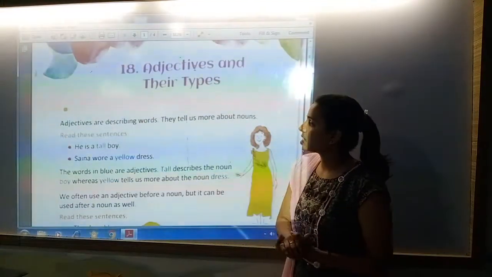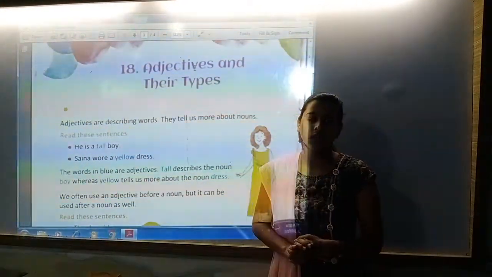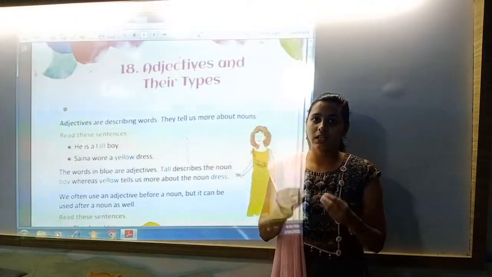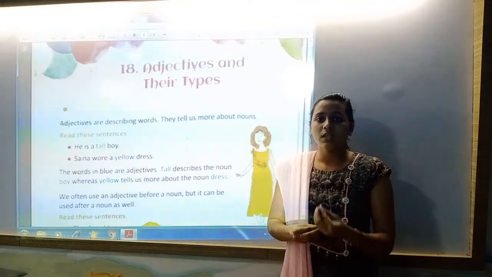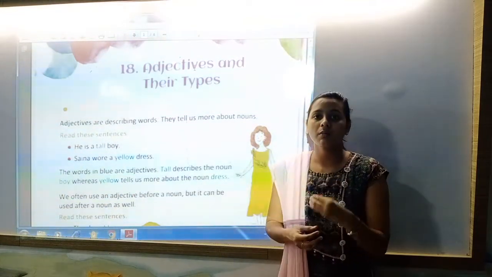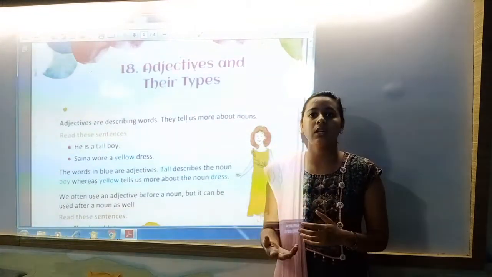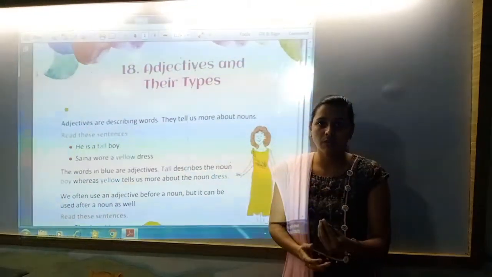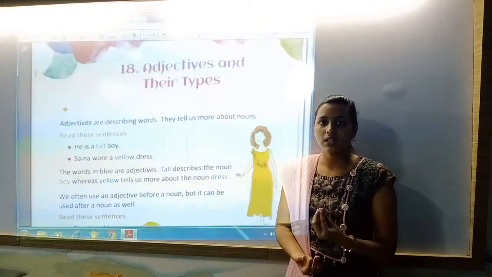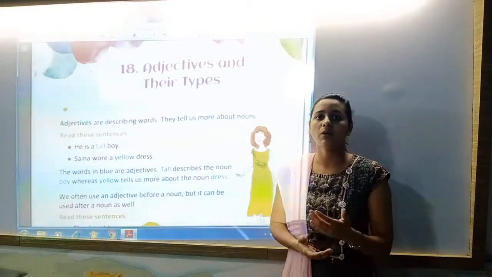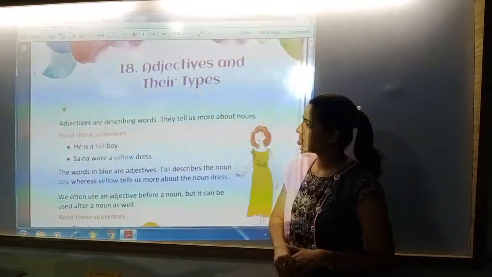Adjectives are describing words that tell us more about nouns. What is adjective? Adjective is a describing word. What does it describe? It describes the noun. So the word which describes the noun is called describing word or adjective. This is the use of adjective, that it describes the noun. Let us see some examples.